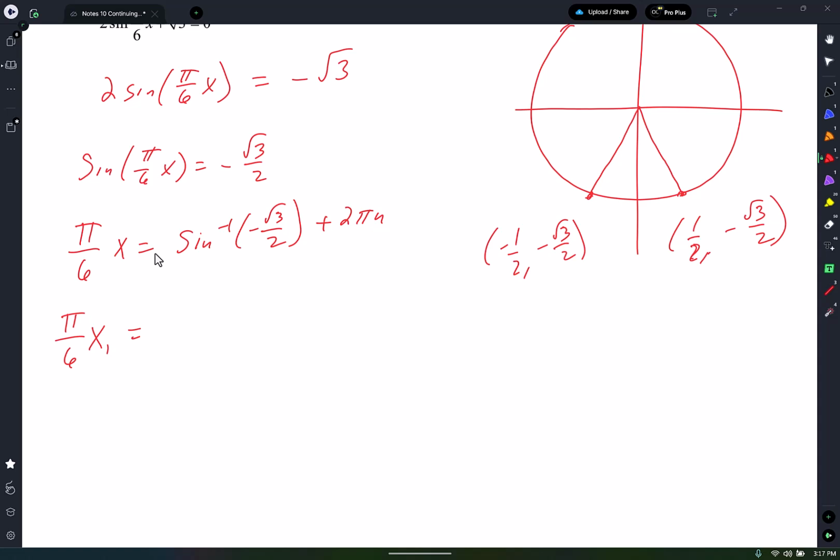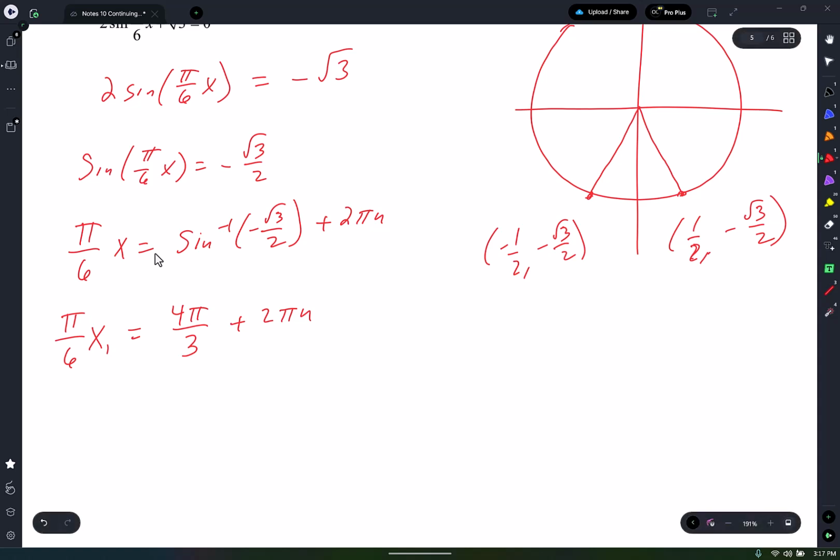4 pi over 3, plus 2 pi n. Should we just focus on this one and then do the other one? I don't know if you guys like going back and forth, so let's focus on just this one. I'm trying to get x1 by itself.